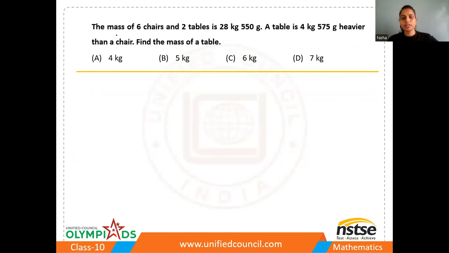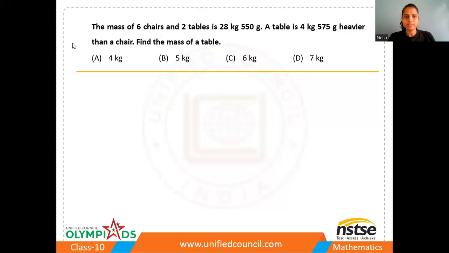Here is the next question. The mass of 6 chairs and 2 tables is 28 kg 550 gram. A table is 4 kg 575 gram heavier than a chair. Find the mass of a table. Alright, so I can easily find out the mass of the table in this question.